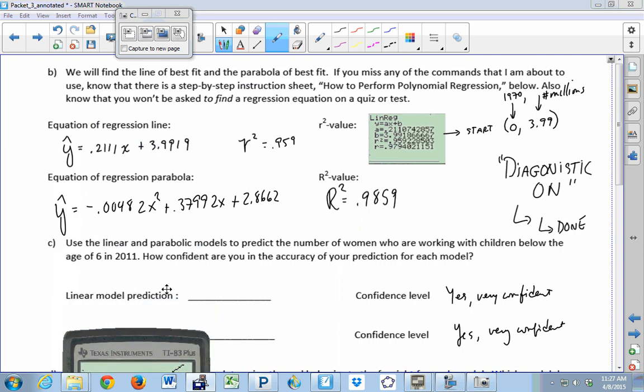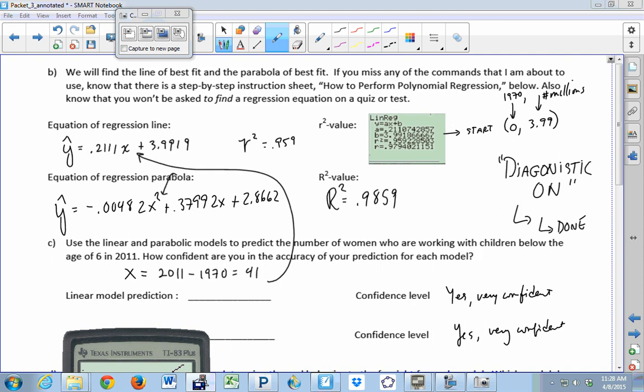All right, so first of all, we have to take our models and we have to figure out what's the value for X here for the year 2011. 41, how'd you get 41? Yeah, the number of years after 1970. 1970 is our base year. So we got 41. So all you do is plug 41 in wherever you see X.